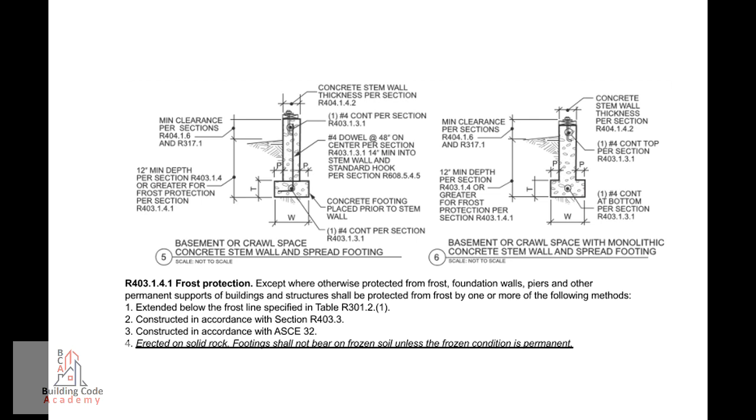R403.1.4.1 Frost Protection. Except where otherwise protected from frost, foundation walls, piers, and other permanent supports of buildings and structures shall be protected from frost by one or more of the following methods. 1. Extended below the frost line specified in Table R301.1.2.1. 2. Constructed in accordance with Section R403.3. 3. Constructed in accordance with ASCE 32. 4. Erected on solid rock. Footings shall not bear on frozen soil unless the frozen condition is permanent.